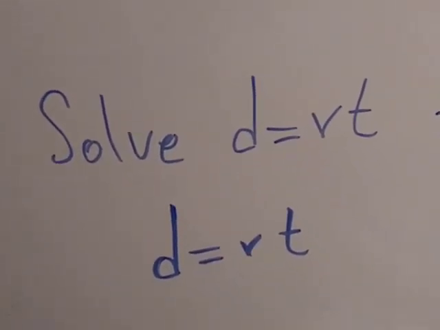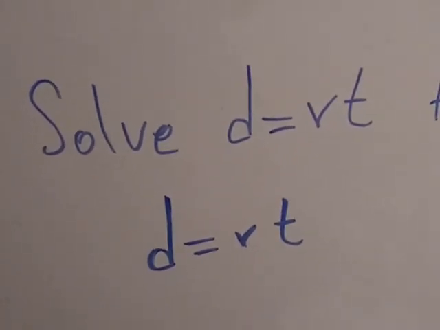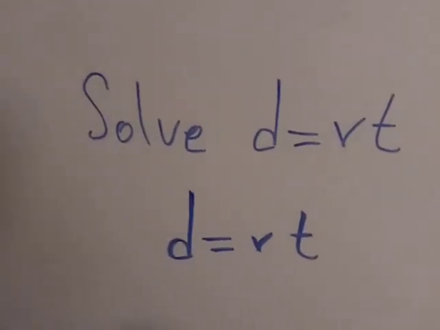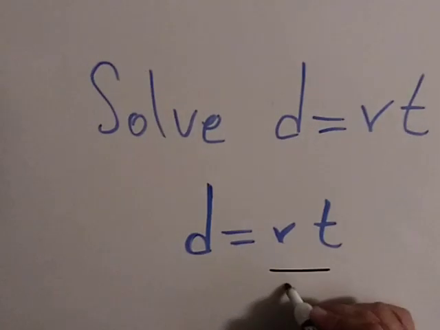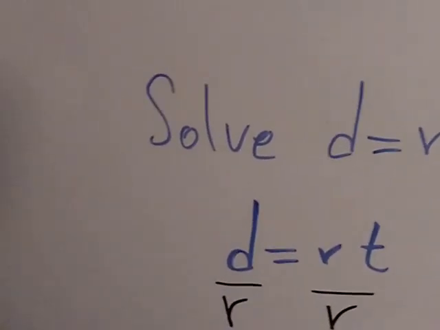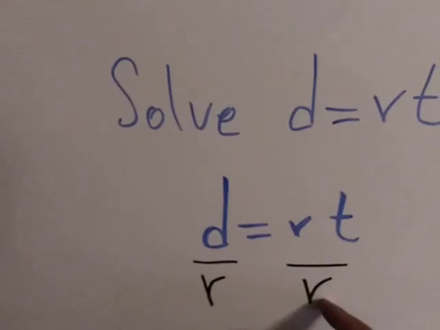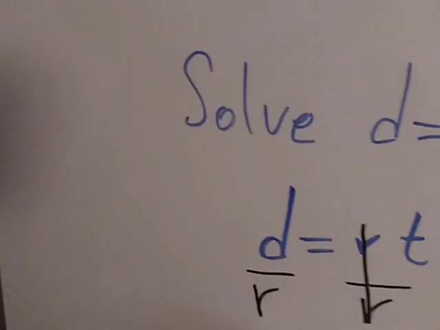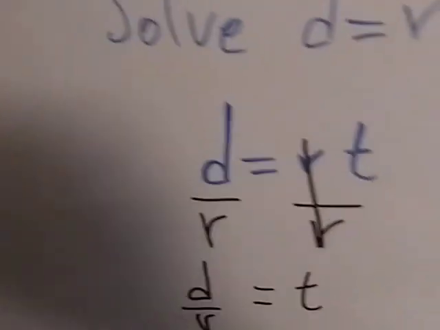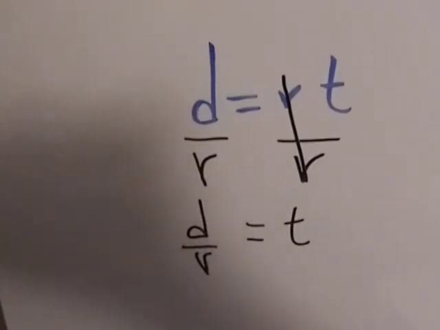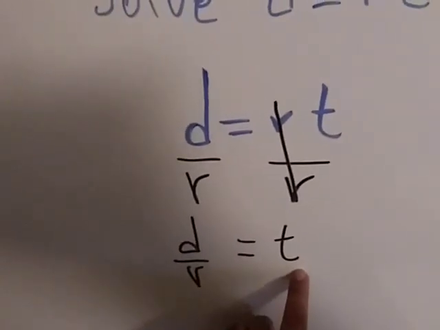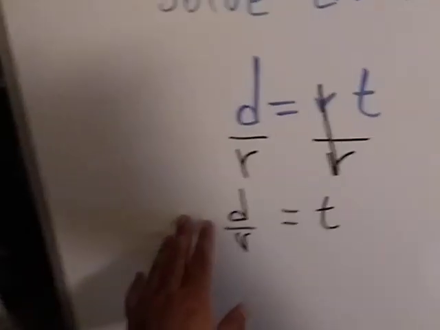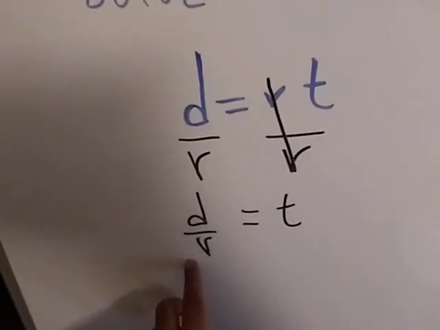So we perform the opposite operation of multiplication. In this case, it would be division, right? We would divide everything by r. And now look, r over r cancels out, right? And now we're left with t is the same thing as d over r. So using the distance formula, you're able to find the time it took for a specific movement if you were given the value of the distance and the value of the rate.